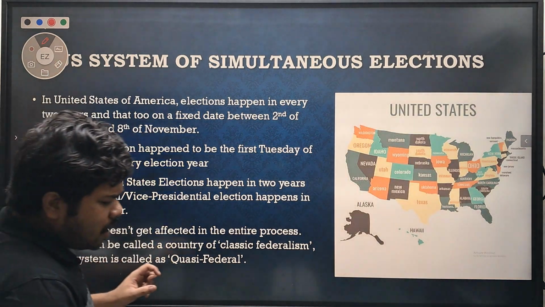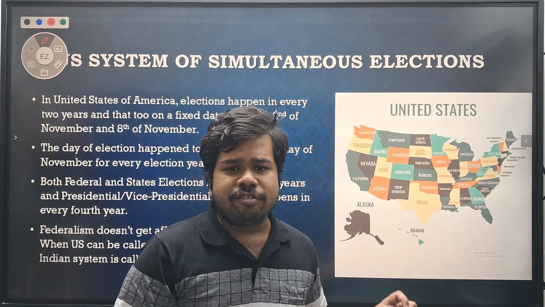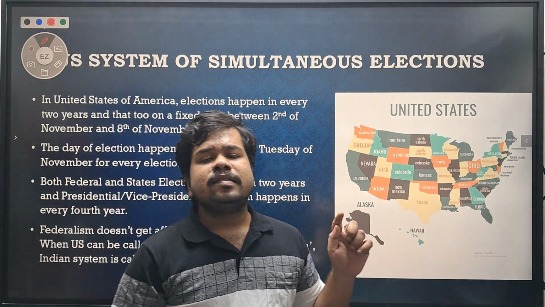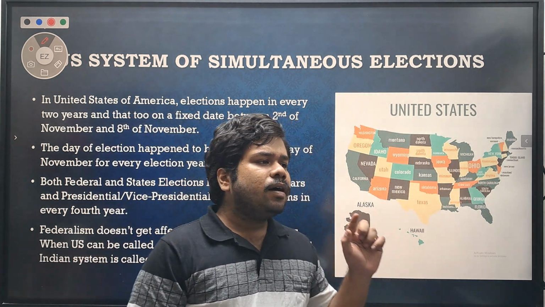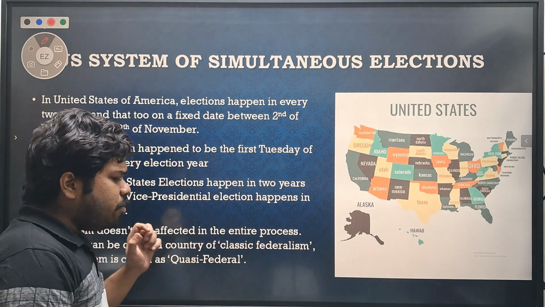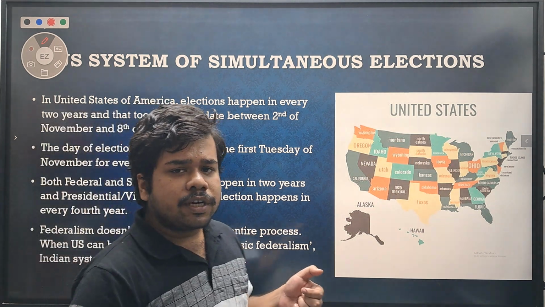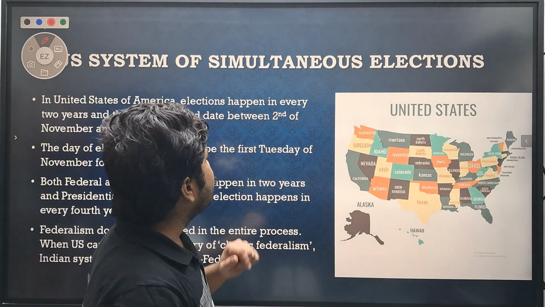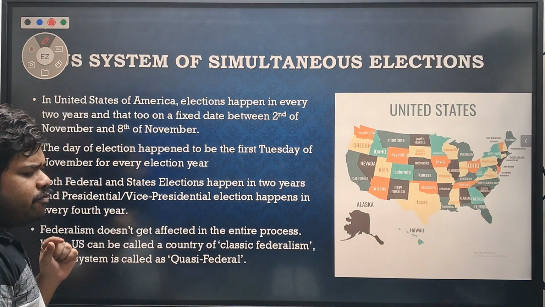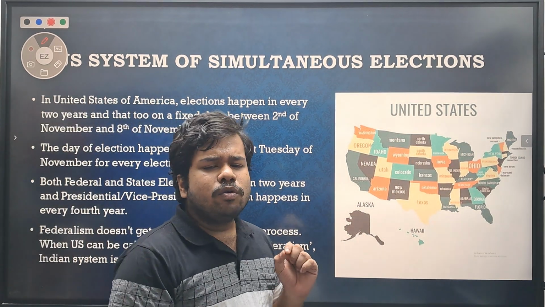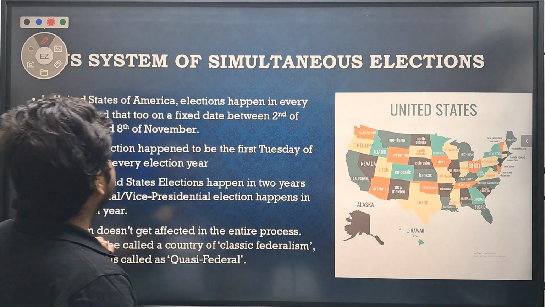Now come to the discussion of some countries where simultaneous elections happen. We have borrowed features of our constitution from different countries. So USA is one of those. USA is a federal country, and you can say the US is a federal democracy.